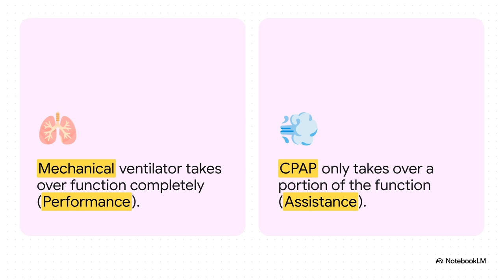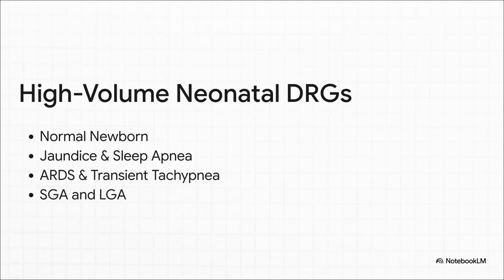This clinical difference dictates whether the infant lands in a highly weighted intensive DRG or just a standard medical management DRG. Now, most babies are going to fall into the normal newborn DRG. But what pushes a case from a normal newborn to a neonate with significant problems? It's the documentation of high-volume conditions like jaundice, sleep apnea, or acute respiratory distress syndrome, ARDS. Even conditions like transient tachypnea, or being small or large for gestational age, SGA and LGA, are critical to capture. Documenting these specific conditions justifies the extra nursing care, the lab work, and the specialized monitoring that the baby required during their first few vulnerable days of life.